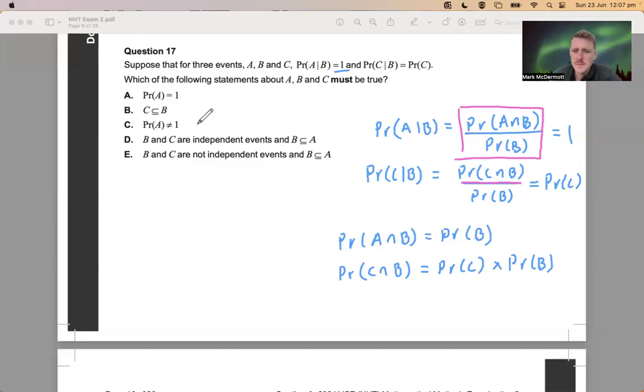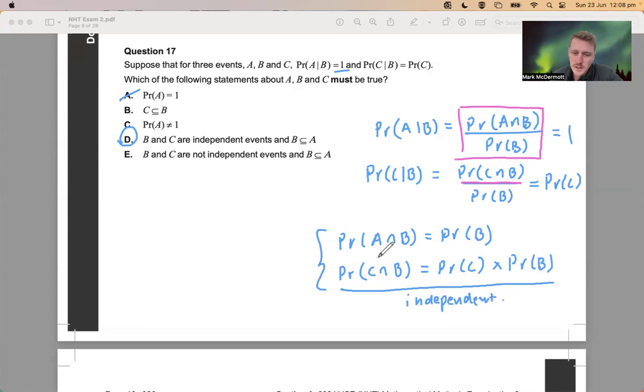Okay, so the probability of A, let's go through them, must be true. The probability of A equals 1. Is that true? No, I don't think so. Okay, C is a subset of B. Let me think. Yeah, I think the answer is D, because if we look at these rules, this is basically the rule for independent events. The probability of C and B equals the probability of C times the probability of B. So B and C are independent.